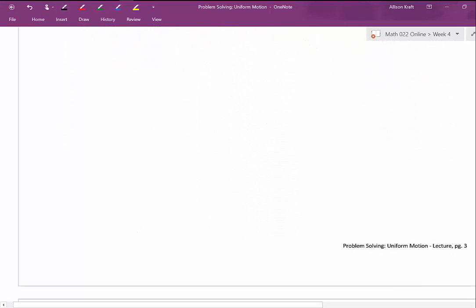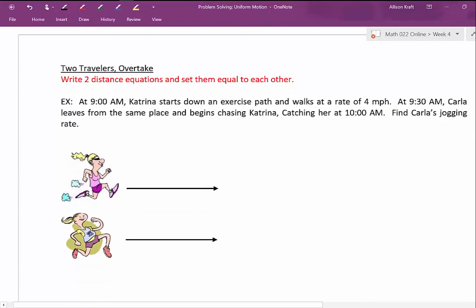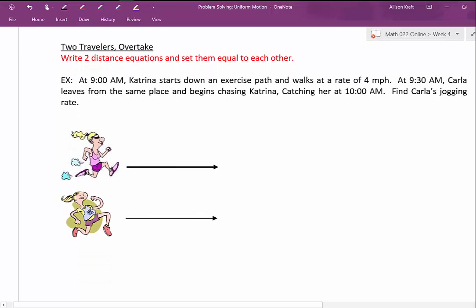Our last type of distance problem is two travelers, one chasing the other and trying to overtake or catch up. At 9 a.m., Katrina starts down an exercise path and walks at a rate of 4 miles per hour. At 9:30, Carla leaves from the same place and begins chasing her, catching her at 10 a.m. Find Carla's jogging rate. So I have these two joggers. They're starting at the same place. One's chasing the other, and they're going to stop when the second person catches up.